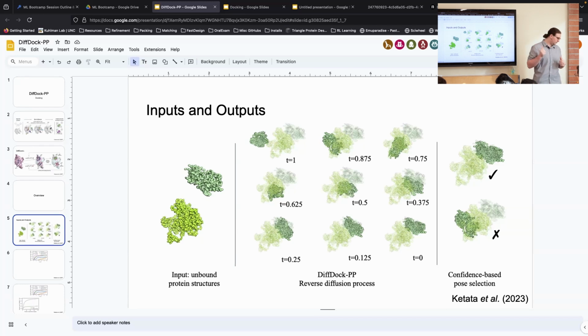Okay, so this is the overview of what DiffDock-PP is. A little bit of performance.